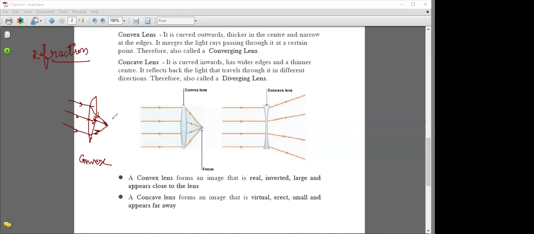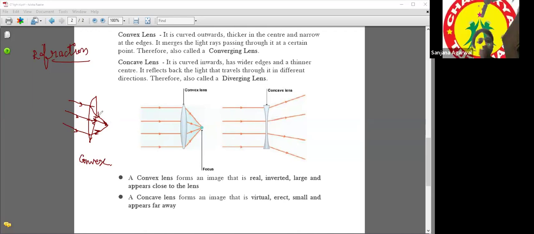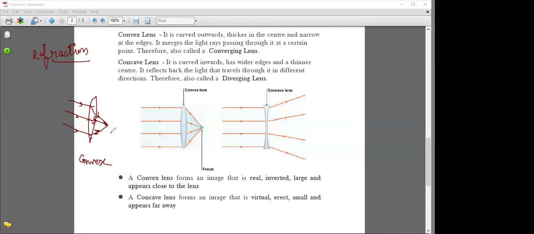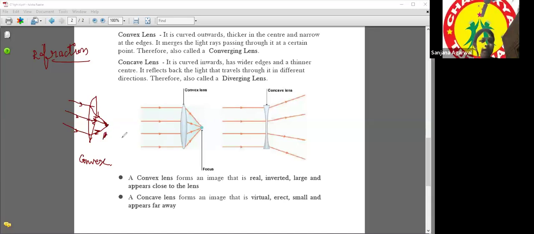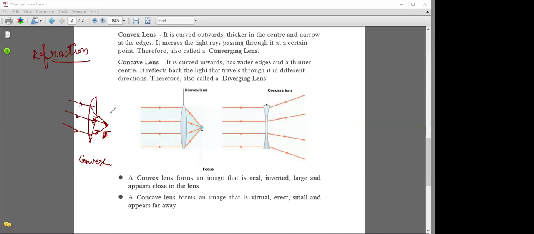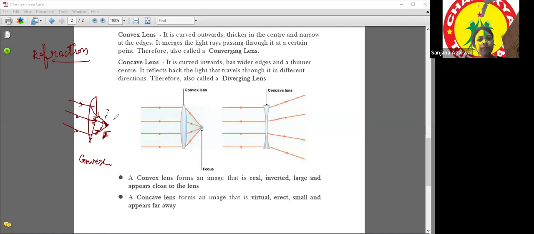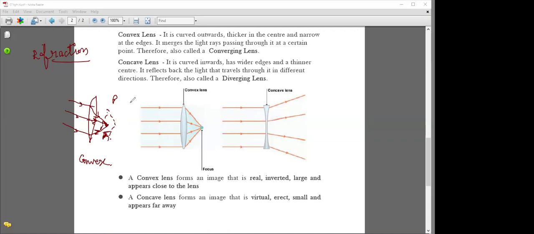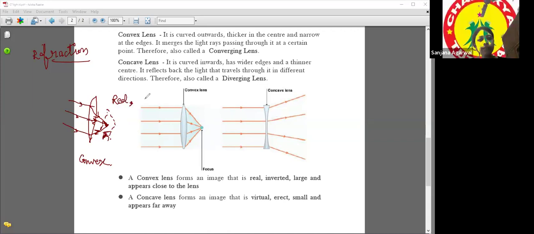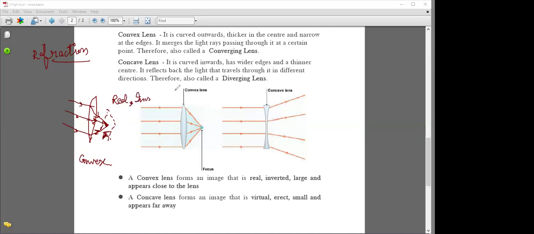We draw it properly using the ruler, a perfect straight line, and meet them at the point. This point is known as the focus because the real rays are focusing. We need to place a screen if we want to see the image here. So this image will be real, and a real image is always inverted.